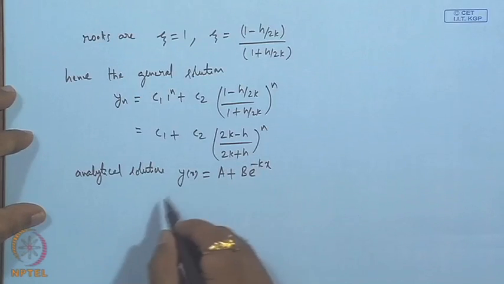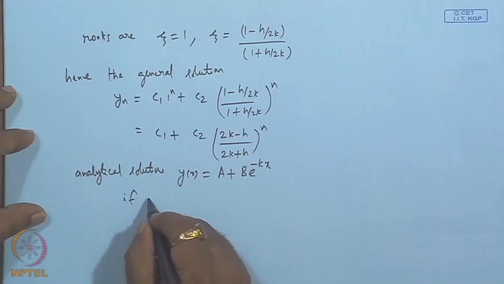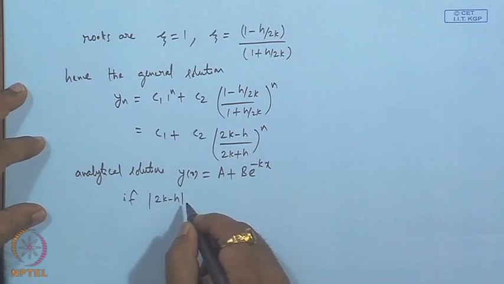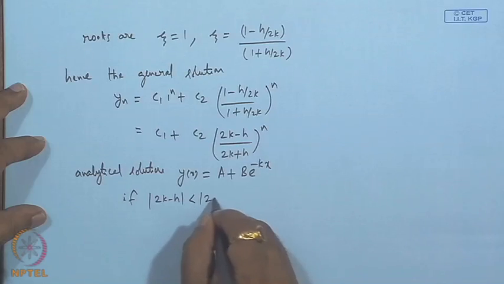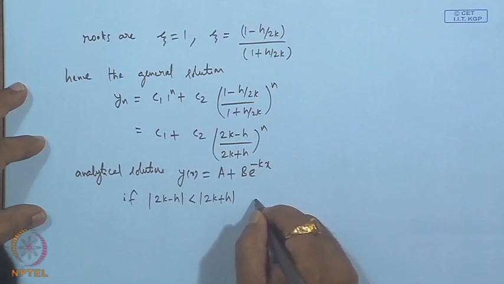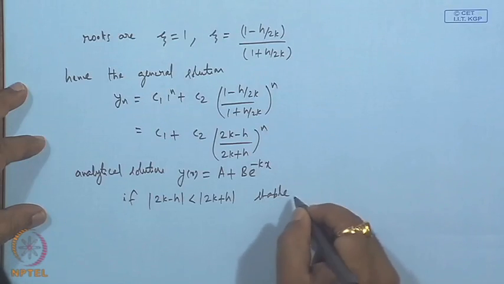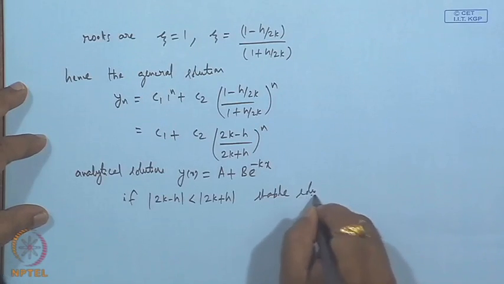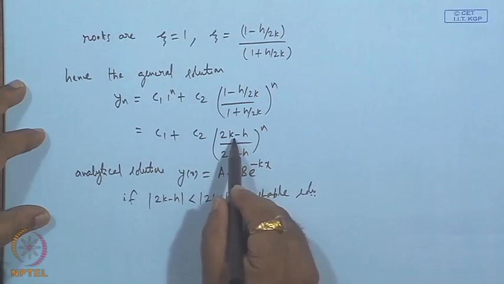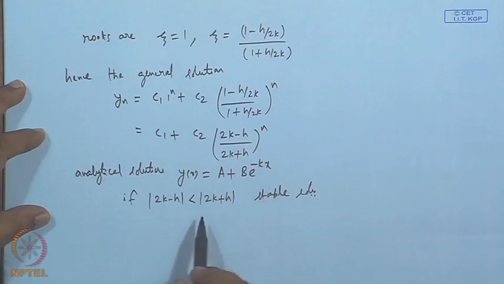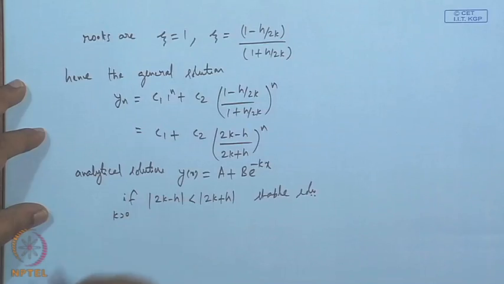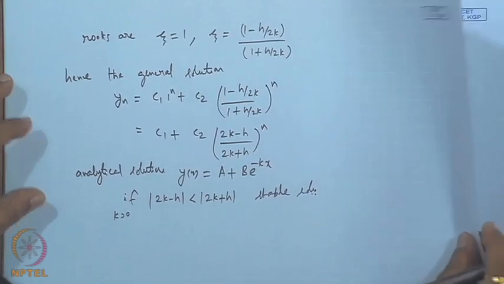So, we have to discuss the growth of the disturbance. Okay. So, if mod is less than, then we get a stable solution. Otherwise, this would grow. Okay. If mod 2 k minus h is greater than 2 k plus h. Okay. Of course, so this is one condition.